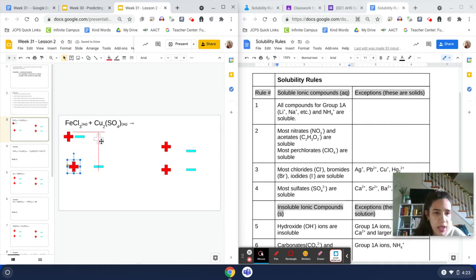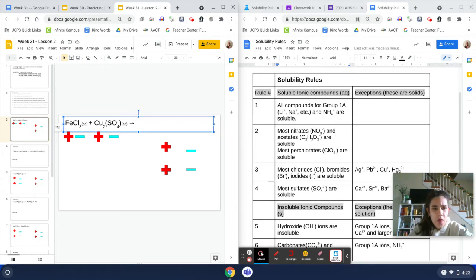Our cations are always first, so Fe and Cu are going to be our cations. Our anions are a chloride and a sulfate, which are a nonmetal and a polyatomic ion, respectively. Next, we know that two positive ions are never going to bond together, which tells us that Fe is going to switch partners with Cu, and Fe is going to bond with SO4, and Cu is going to bond with Cl.